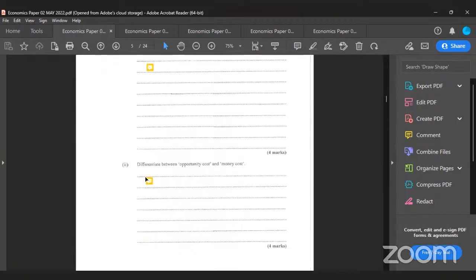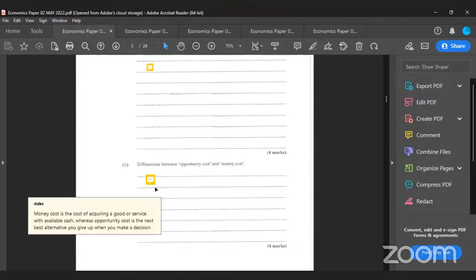Now, we have this concept of opportunity cost and money cost. Money cost is the literal cost that we see every day. So, for example, if you want to buy a cat, and the cat costs like $5,000, that would be money cost, right? But opportunity cost is what you forgo when you make a decision.